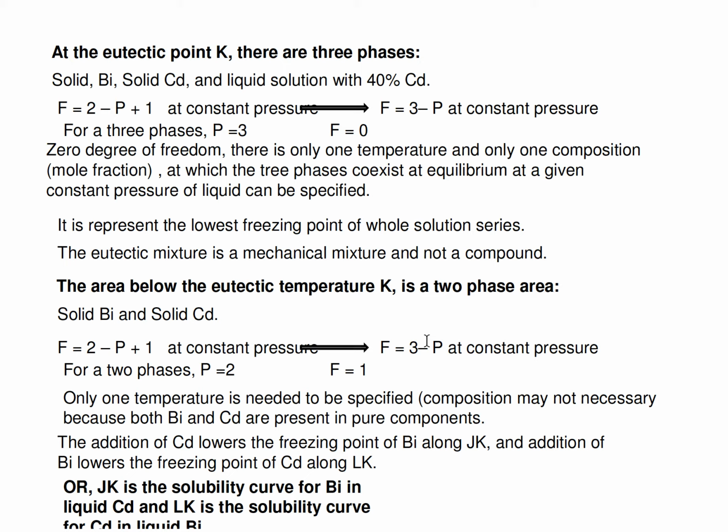So again, for another scenario, we calculate the degrees of freedom from the phases. So we have the degree of freedom as 1. Only one temperature needs to be specified, whereas composition may not be necessary because both bismuth and cadmium are present as pure components. The addition of cadmium lowers the freezing point of bismuth along JK, and the addition of bismuth lowers the freezing point of cadmium along LK. JK is the solubility curve for bismuth in liquid cadmium, and LK is the solubility curve for cadmium in liquid bismuth.